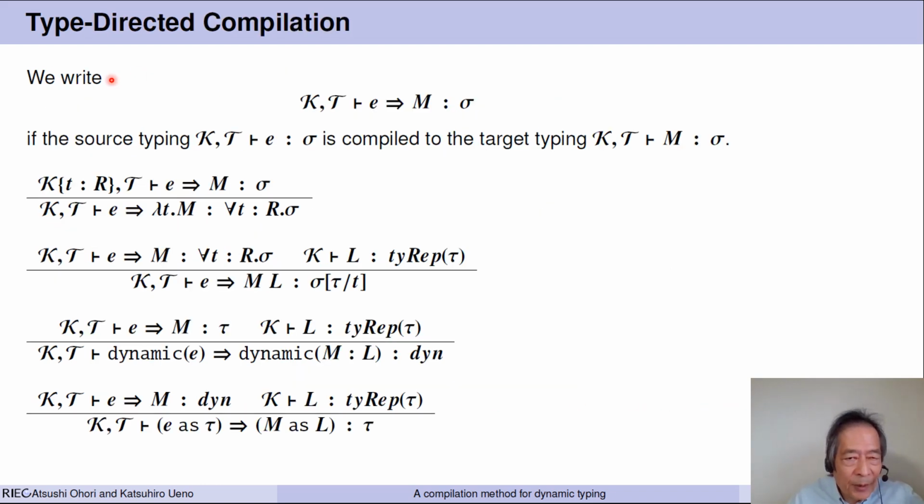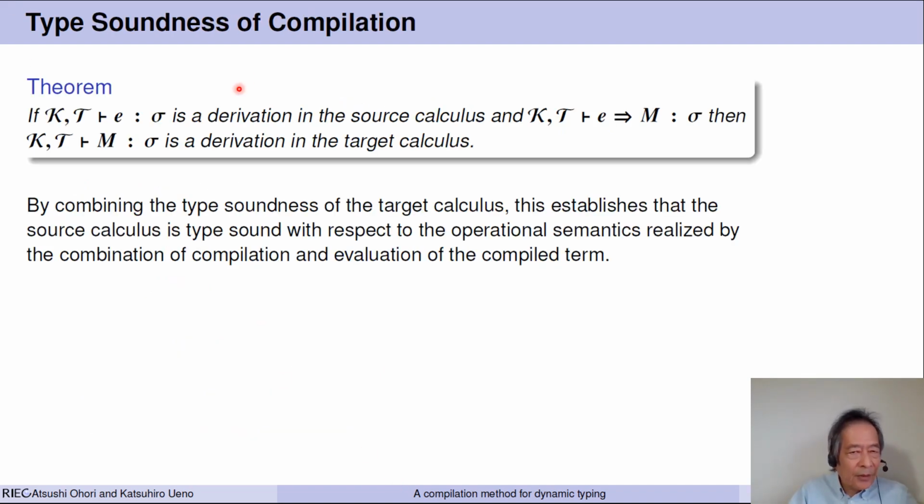Now with this preparation, we can define type-directed compilation, which is a translation of source calculus typing derivations into target calculus typing derivations, which is written in this way. And this is actually following the record compilation framework adapted to type tags. As in the record compilation, we can also show the type soundness of compilation, exhibited by this theorem, right? That the compilation relation preserves typing.